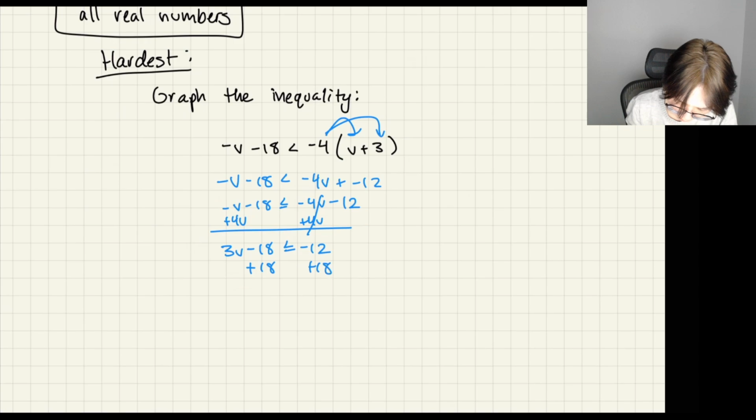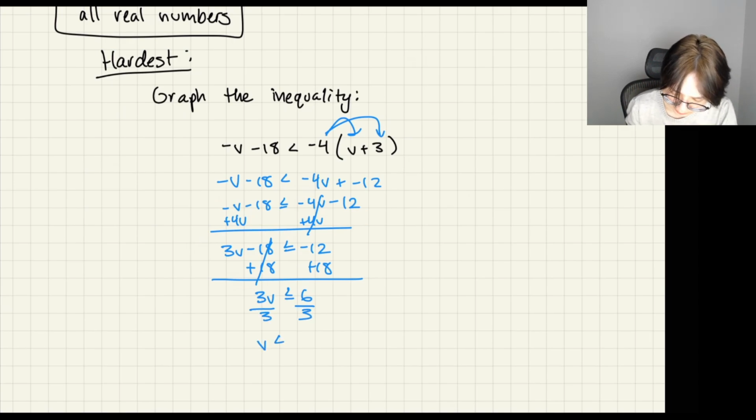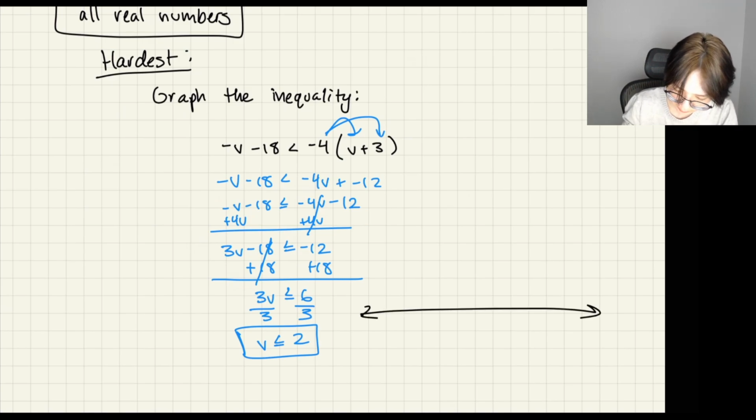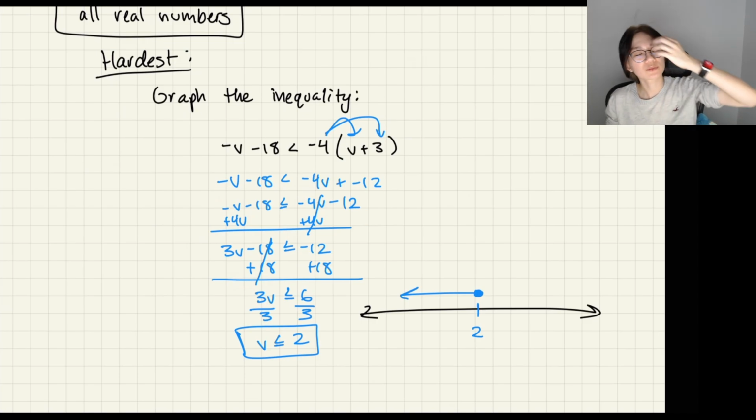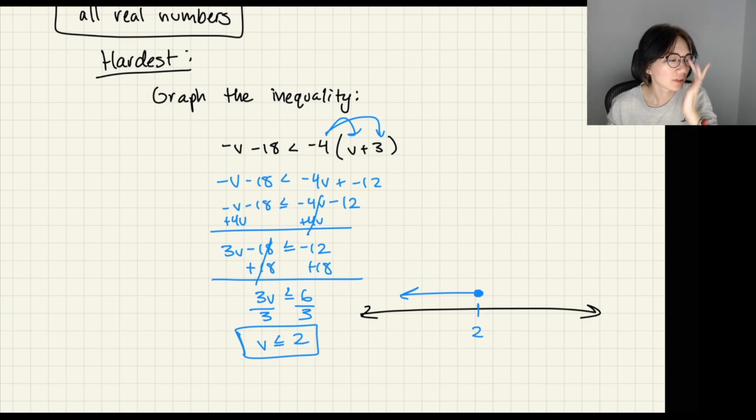Add 18 to both sides to get v alone on that side. Negative 12 plus 18 is 6. Now I divide by 3. V is less than or equal to 2. And it's graph, so there's a number line. Starts at 2, closed circle because it can be equal to, and everything less than 2. So there you go. That's basically it. Just putting all the pieces together. Nothing too fancy, nothing too special.